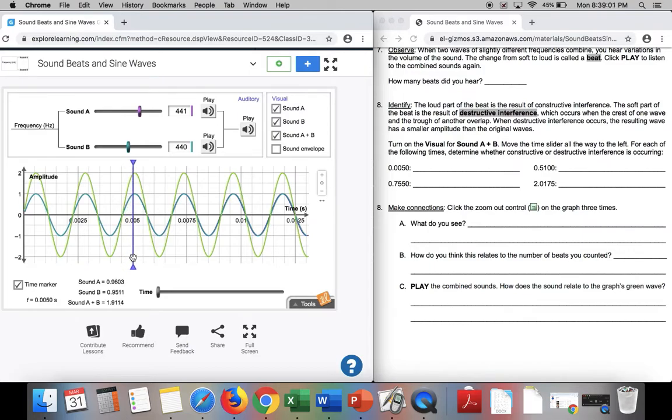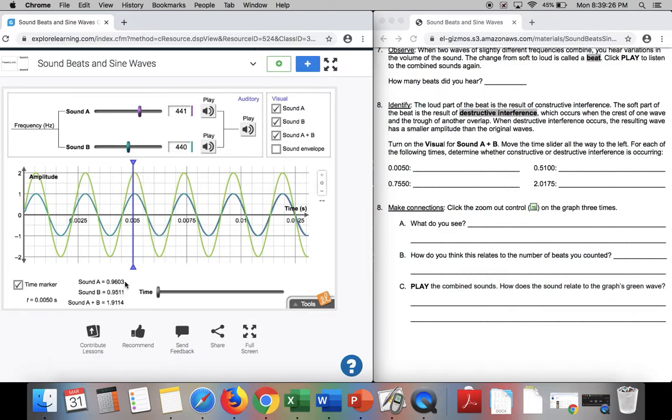So there's my marker. Sound A is 0.9603. Sound B is 0.9511. I put those together and I get 1.9114. So this number is larger than both of these, and therefore you're going to see that it creates a larger amplitude, meaning that's going to be a constructive interference.